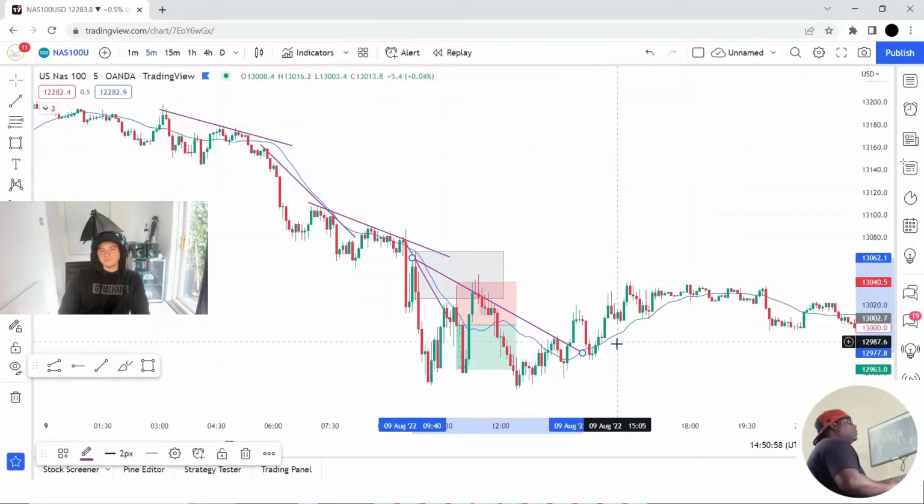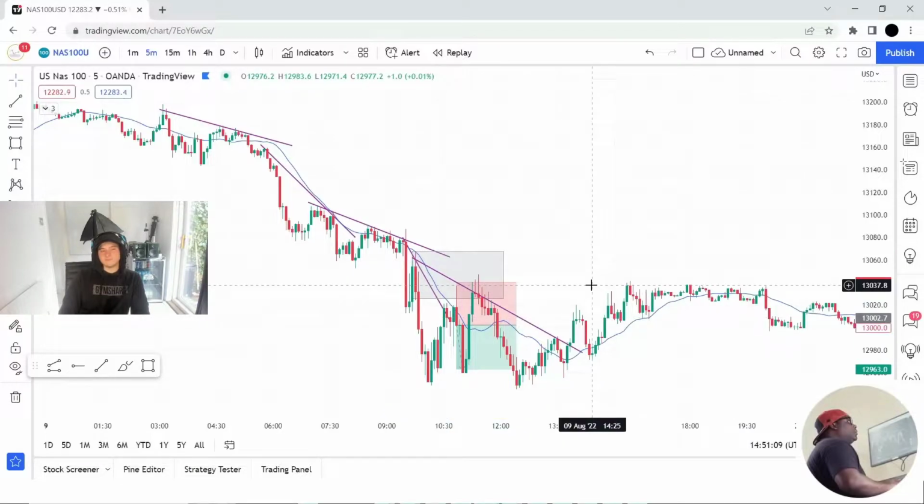This could mean a possible reversal. A lot of new traders get really confused when it comes to this, because when they hear things like, okay, if the price is below the moving average, only look for shorts. If it's above the moving average, only look for longs. But what they forget to realize is you still have to look for support and resistance.